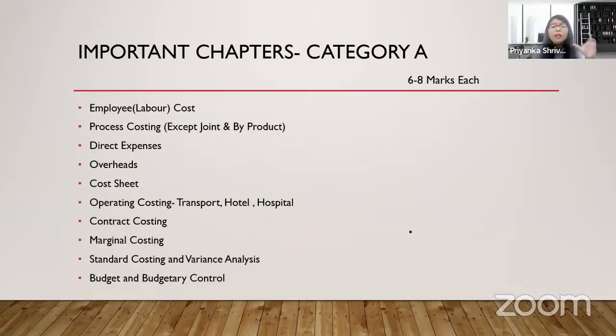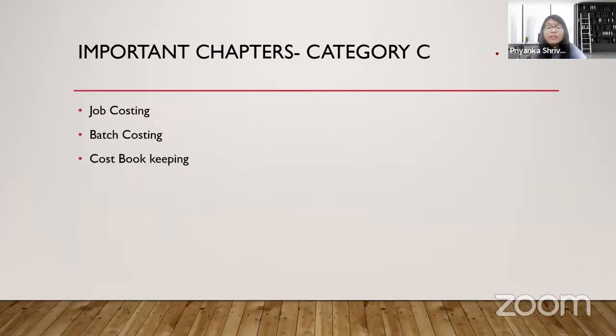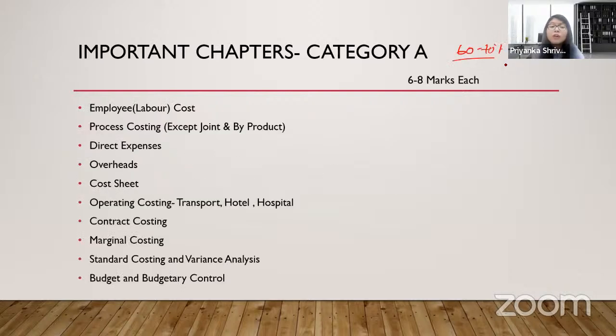So let us see the categories of chapters. I have divided them into 3 parts: A, B, C. A is the most important category, which consists of 60 to 70% of your paper. Category B comes to 10 to 20% of your paper, and category C chapters consist of 5 to 10% of your paper. So that's how I have divided.